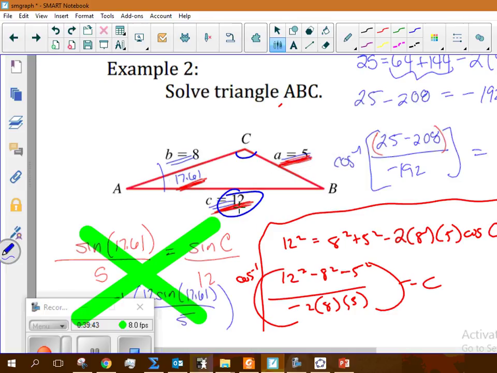The payoff to avoiding this is a simpler formula, but the payoff of using a more complicated formula is not having the need to check ambiguous cases and stuff like that. Hopefully that helps.